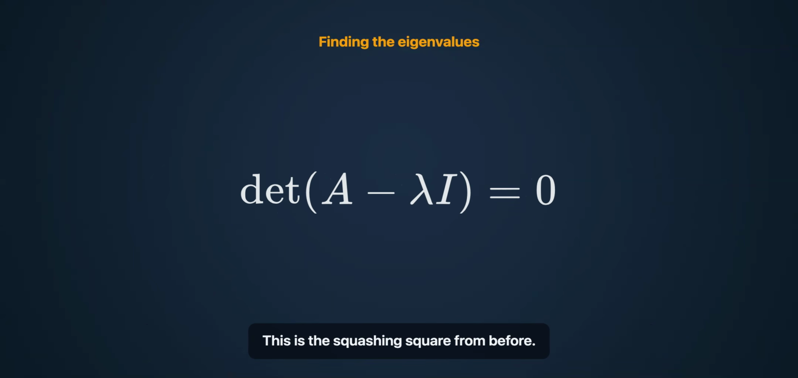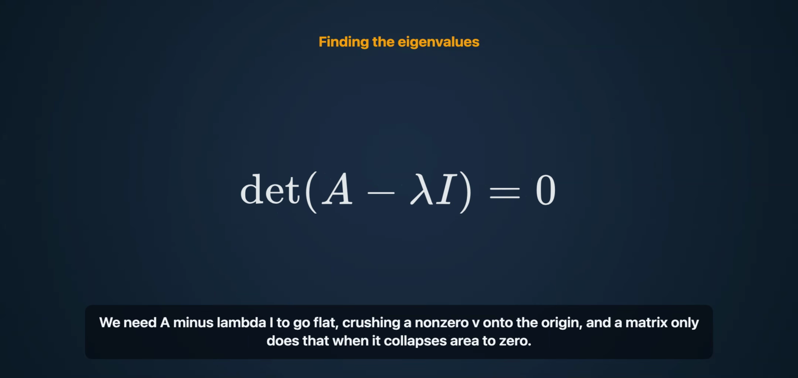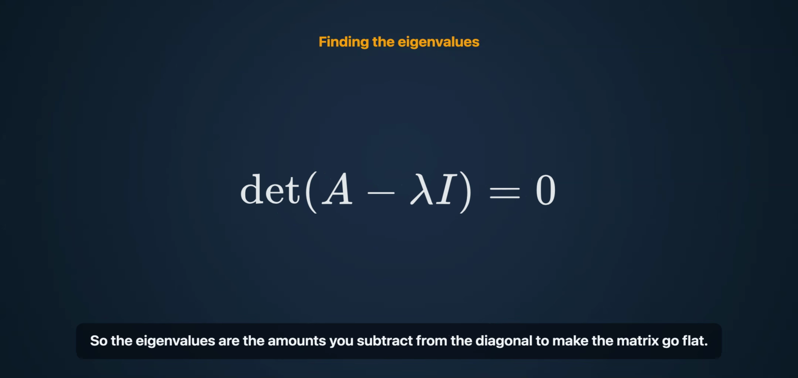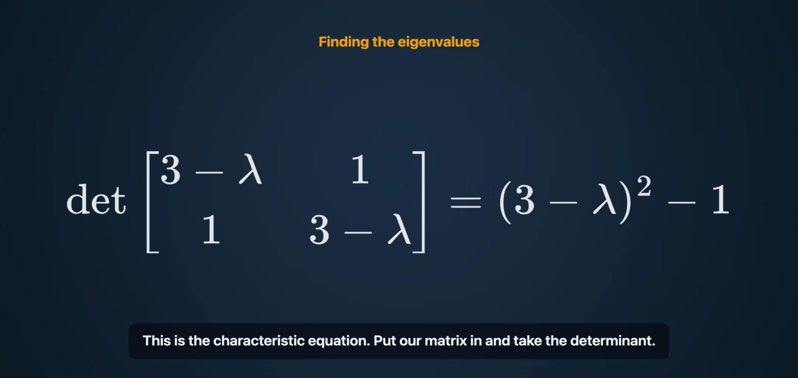This is the squashing square from before. We need A minus lambda I to go flat, crushing a non-zero v onto the origin, and a matrix only does that when it collapses area to 0. That is determinant 0. So the eigenvalues are the amounts you subtract from the diagonal to make the matrix go flat. This is the characteristic equation.